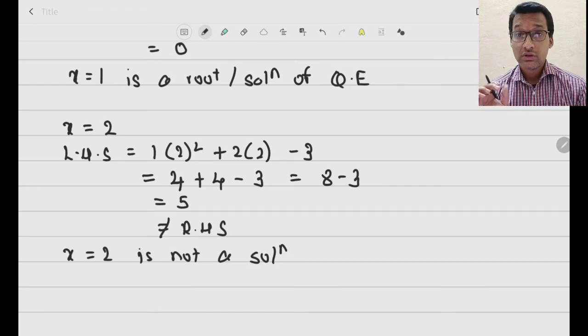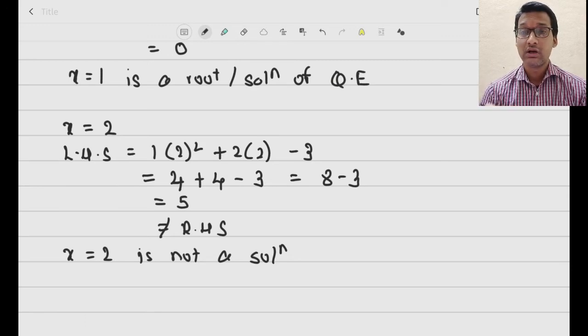So to understand or to find out what is a root or solution, we will have to equate the given quadratic equation to 0 and then try to find out what is the value of x for which LHS becomes equal to RHS. The RHS will always be equal to 0. Now what is this root and what does this solution mean? We will understand later when we know more about the quadratic equations.